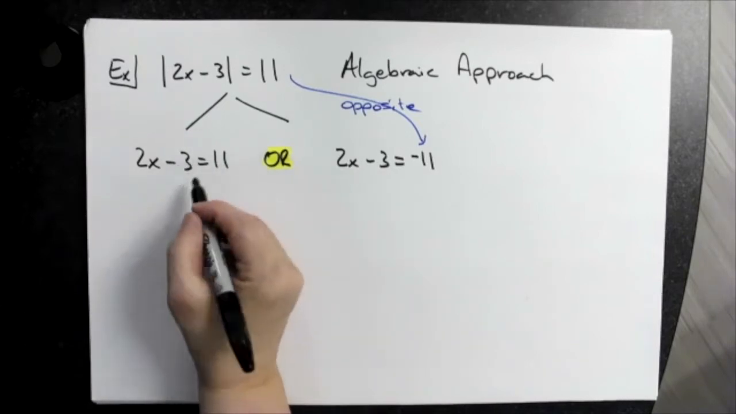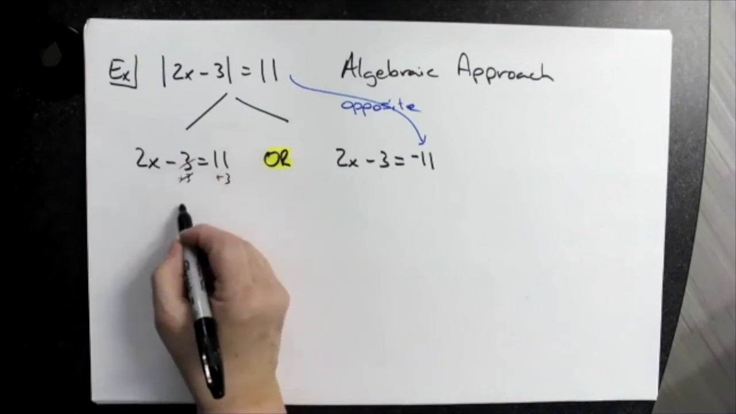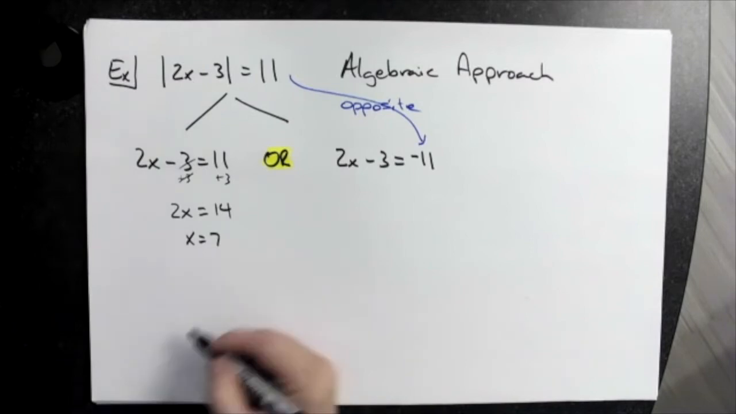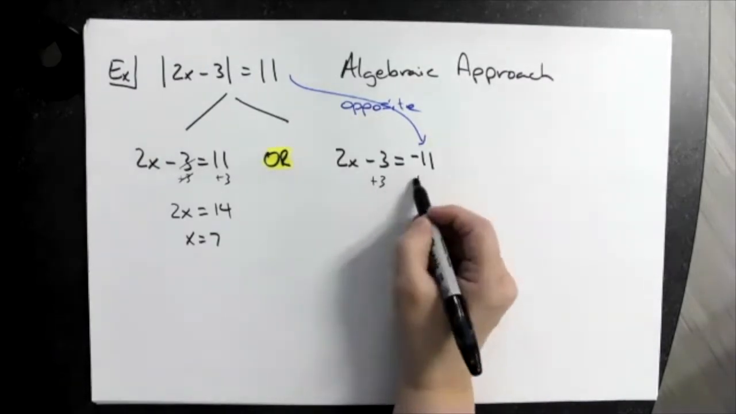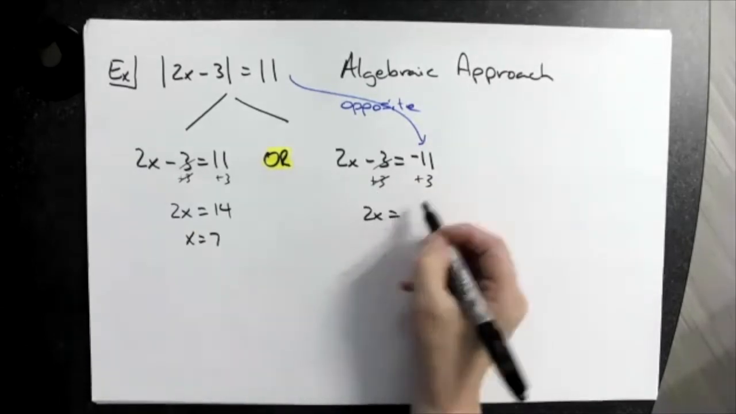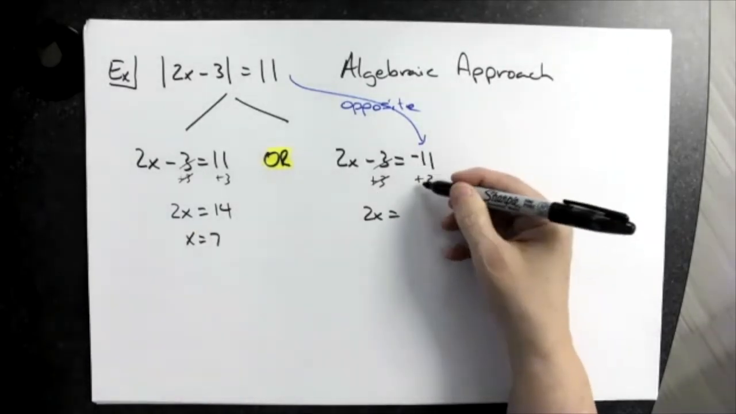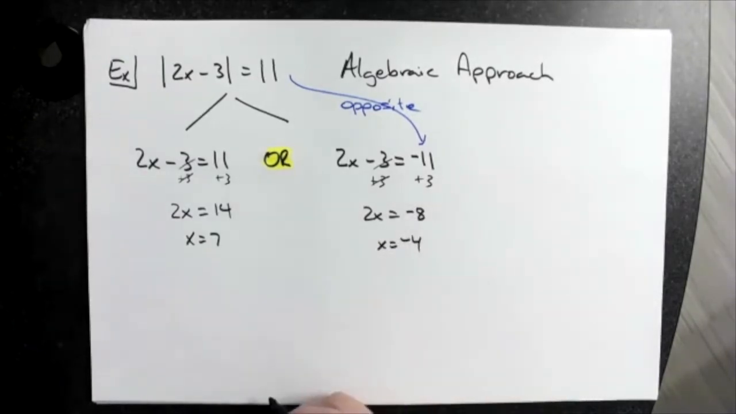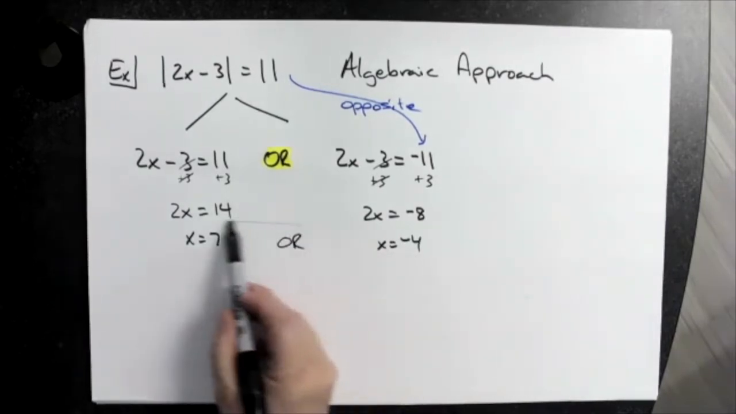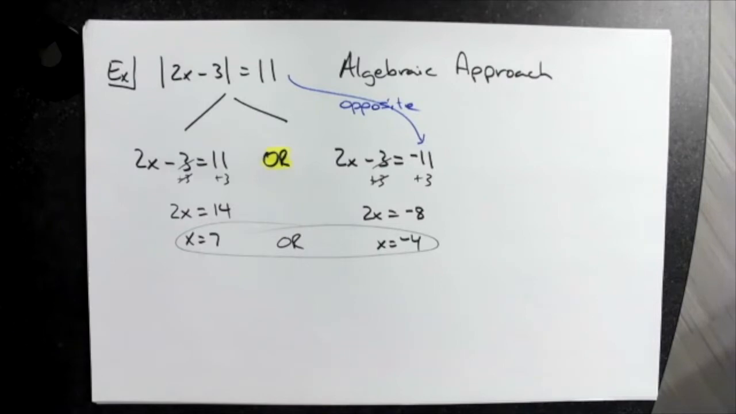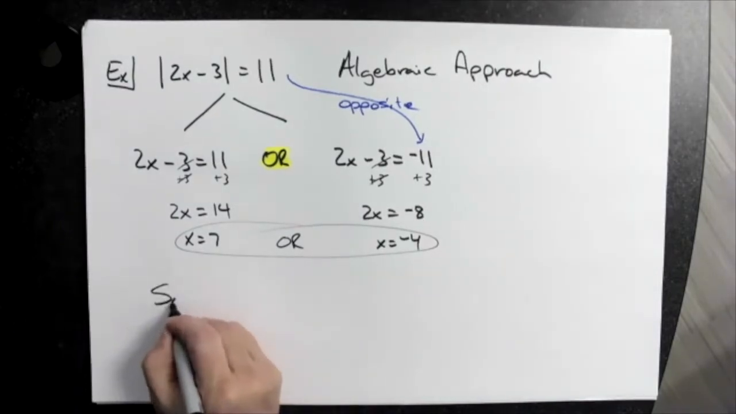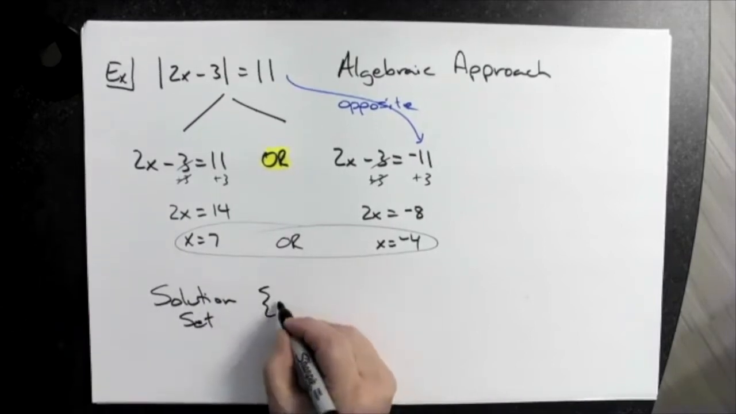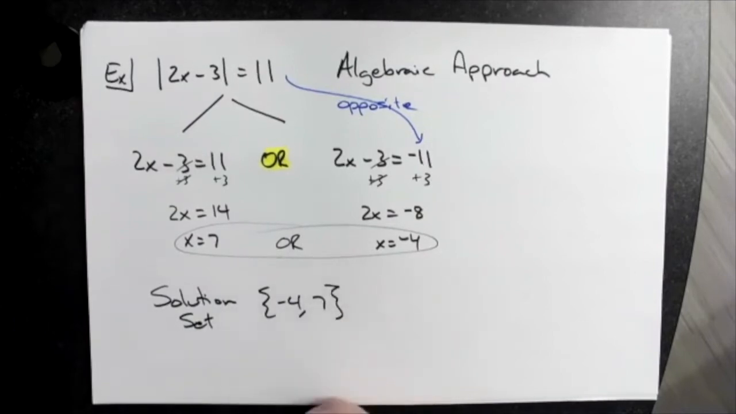If I add 3 to both sides, we can do the math really quick here. 2x equals 14, x equals 7. We add 3 over here. It's going to be 2x equals, this side is different, -11 plus 3. That's going to give me -8. x equals -4. Now, probably in high school, you stopped right there. You circled that and wrote that as your answer. We're going to use a solution set, because we have two answers. So in our solution set, we'll have -4, we'll have 7.